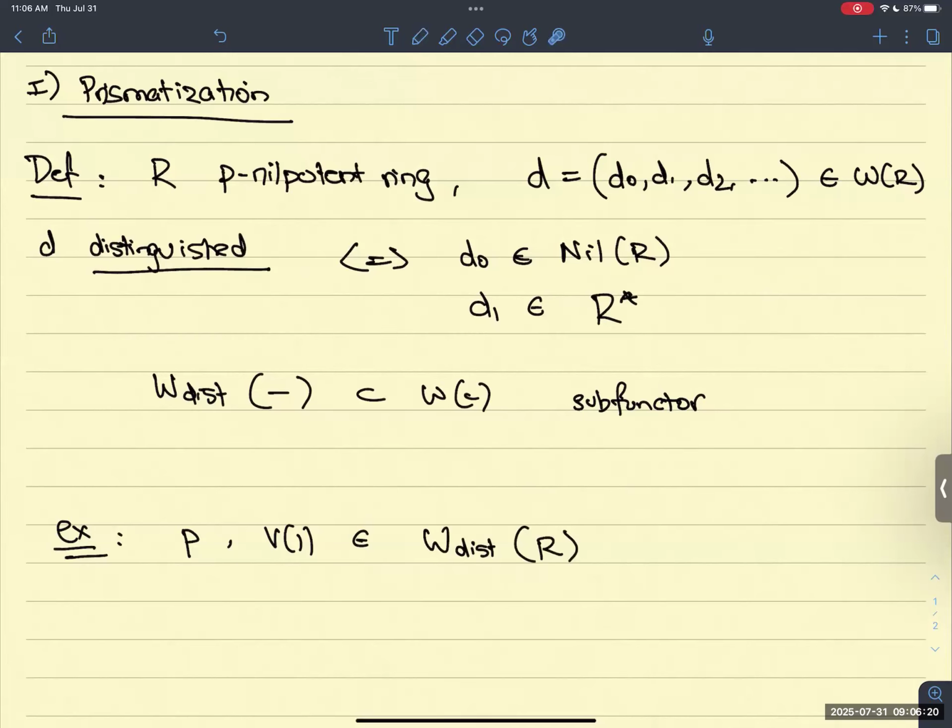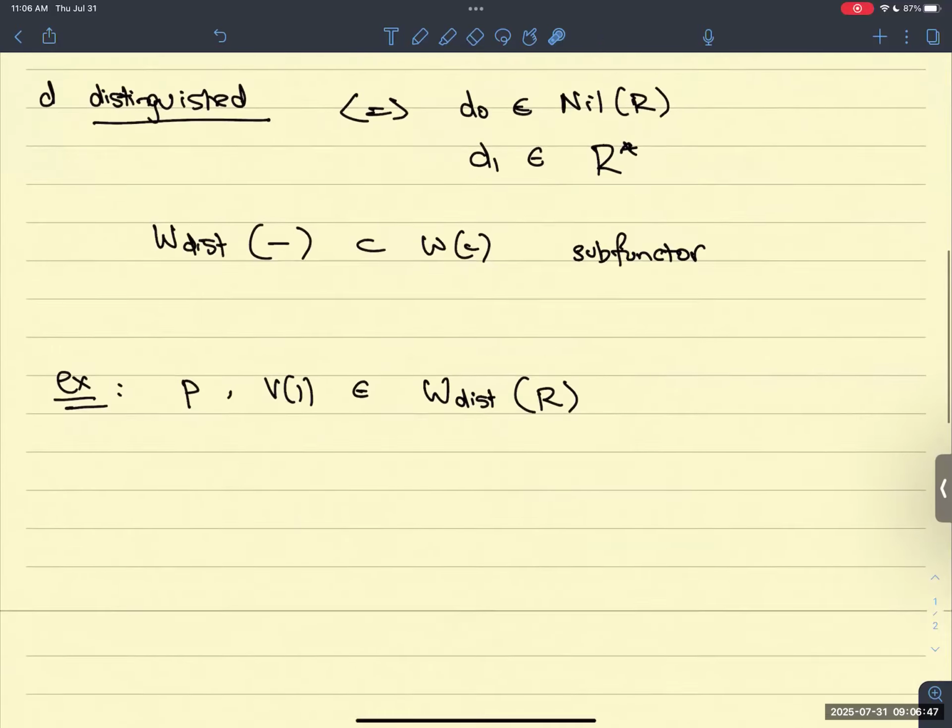And if you go into the theory, you will learn that each of these elements essentially corresponds to a cohomology theory. And so the element P ends up corresponding to de Rham or crystalline cohomology. And the element V of 1 ends up corresponding to Hodge-Tate cohomology. And then there are fancier deformed versions of these elements that correspond to other theories. Okay, right. So these are distinguished elements.